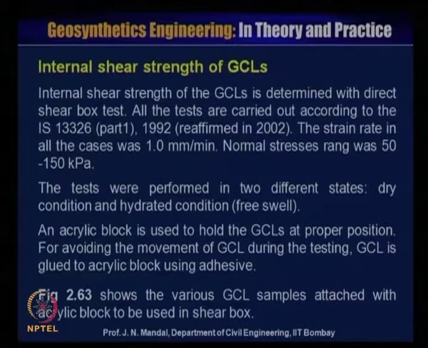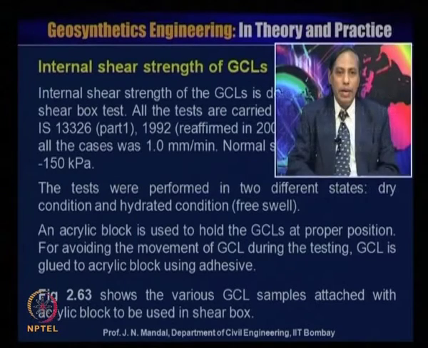Now, internal shear strength of the GCL. Internal shear strength of the GCL is determined with direct shear box test. All the tests are carried out according to IS 13326 part 1 1992, reaffirmed in 2002. The strain rate in all cases was 1 millimeter per minute. Normal stresses range from 50 to 150 kilopascal. The test was performed in two different states, dry condition and hydrated condition, that is free swell.